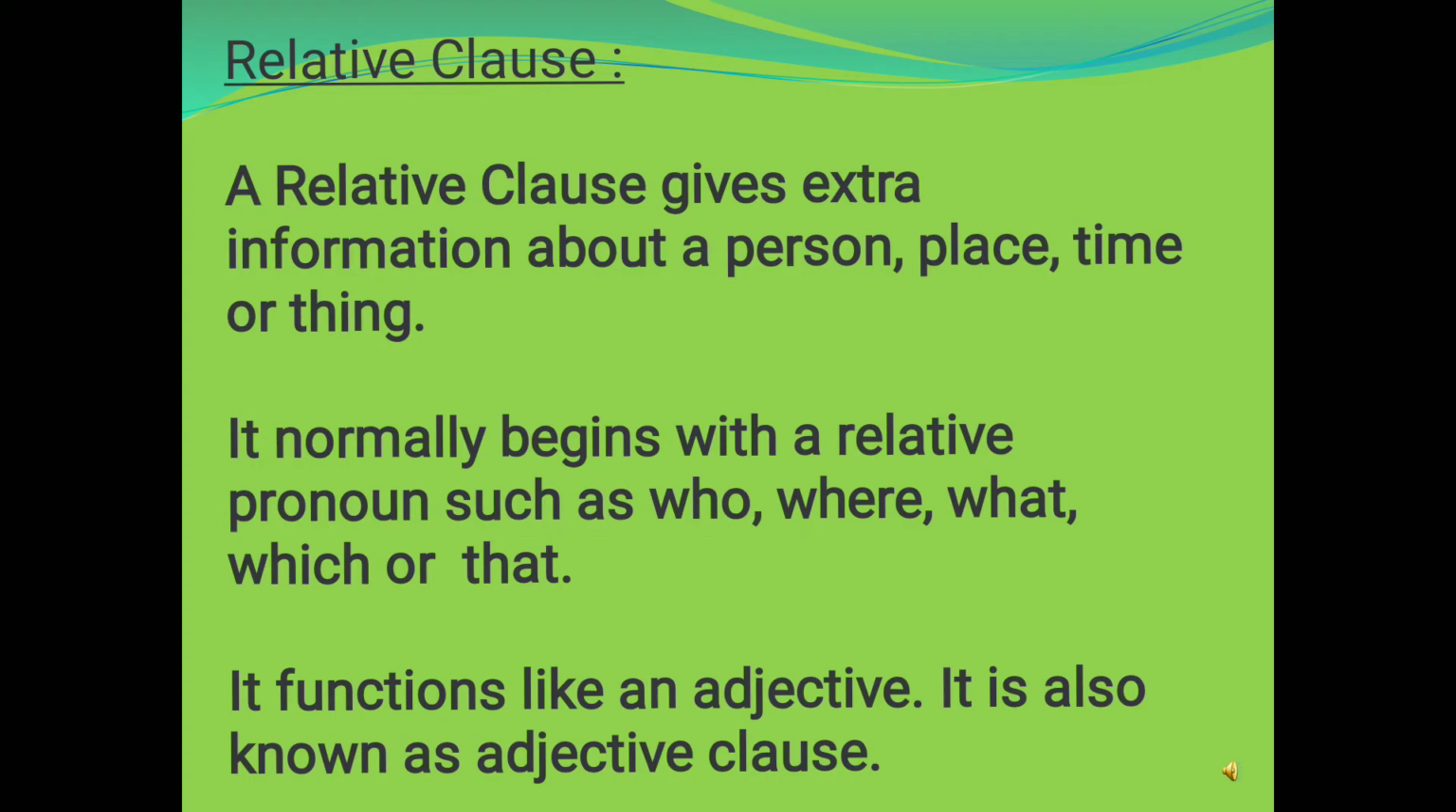Now let us know more about a relative clause. What is a relative clause? A relative clause gives extra information about a person, place, time, or thing. It normally begins with a relative pronoun such as who, where, what, which, or that. It functions like an adjective. It is also known as adjective clause. Have you understood what is a relative clause? Okay.